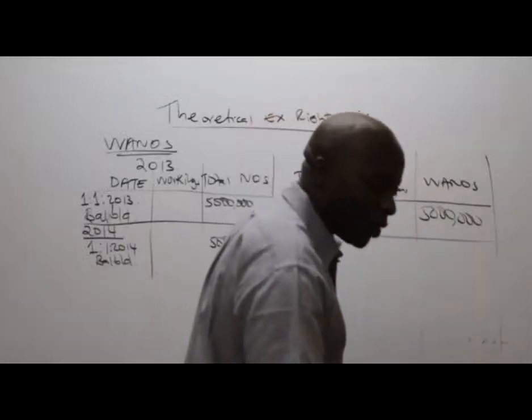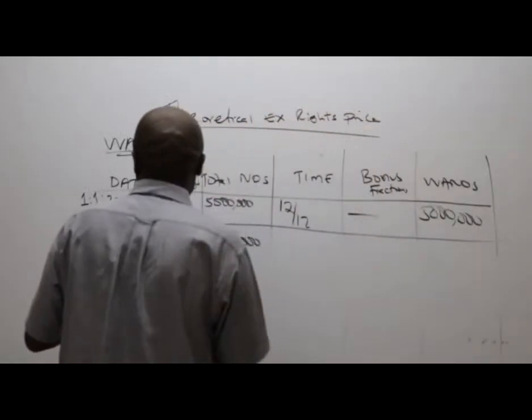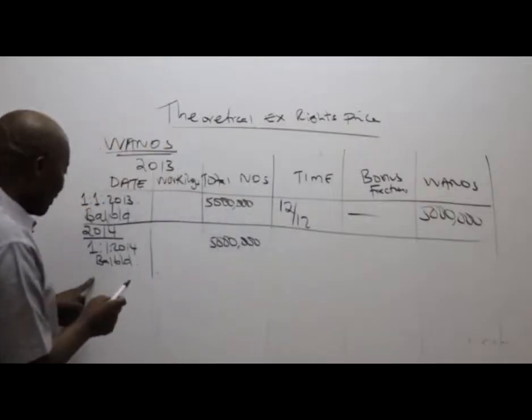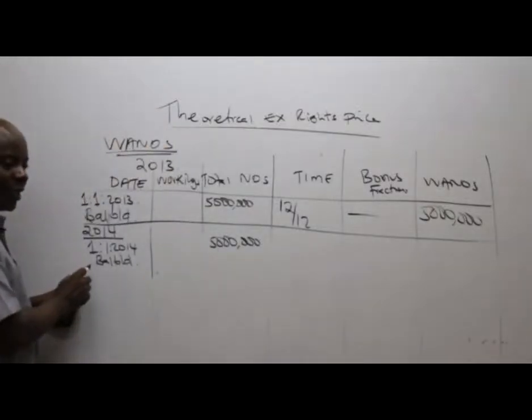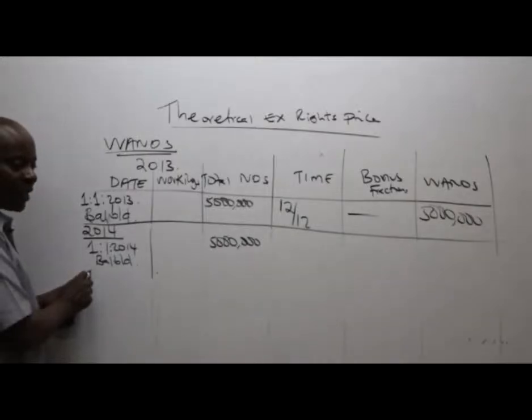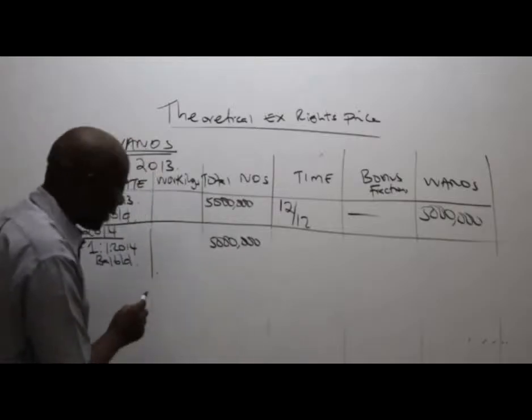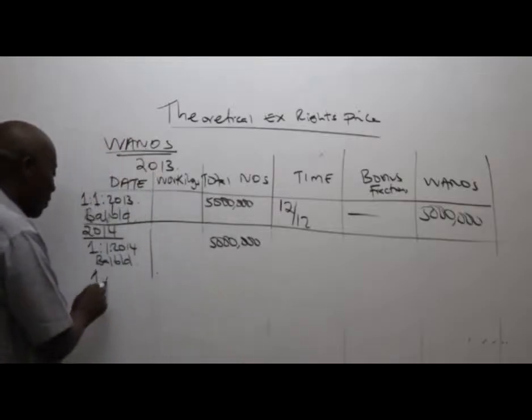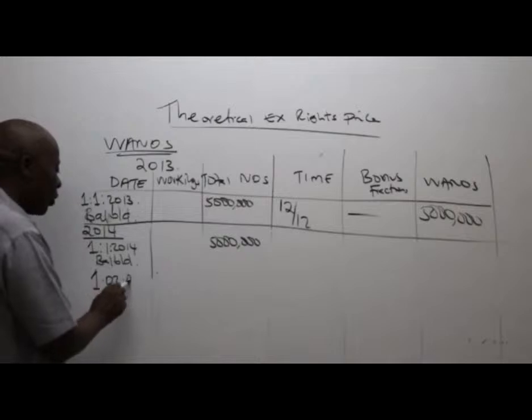So we have a very important date. Can somebody remind me, what is the date of the rights issue? Which date is this? They say it is first when? 1st February. 1st February 2014. We had a rights issue.